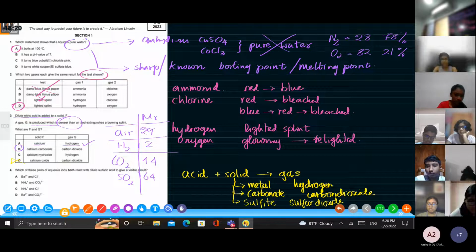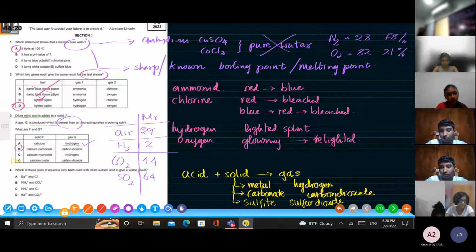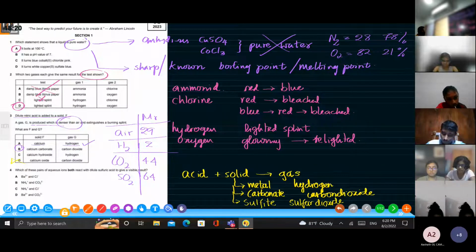Which of these pairs of aqueous ions both react with dilute sulfuric acid to give a visible result? These are kind of difficult questions for those who don't apply any theories. But anyway, let me explain. You have to take them one by one and apply what you know.